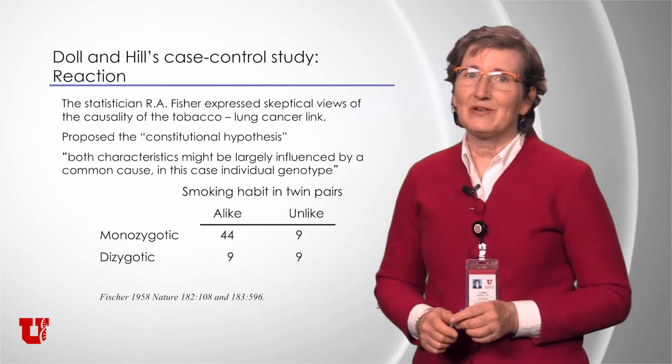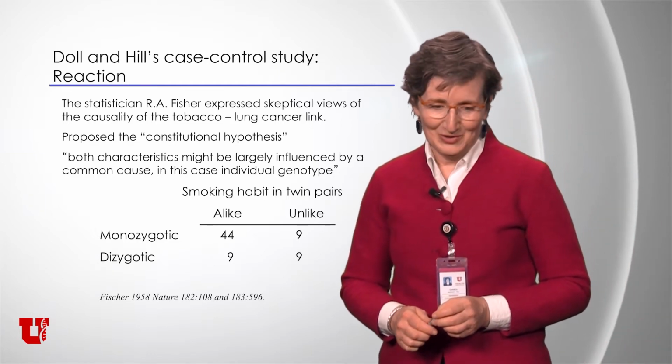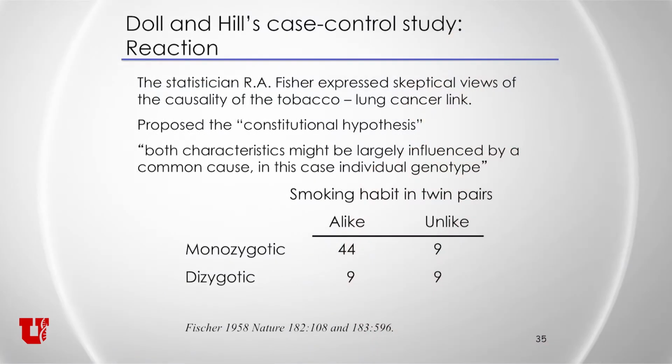Other people looking at their data did not reach the same conclusion. So notably, the statistician R.A. Fisher, who was another British mathematician and statistician, and he's quite famous if you ever use something called Fisher's exact test. This is Dr. Fisher. So he expressed skeptical views of the causality of the tobacco and cancer link. One issue that he brought up is what he called the constitutional hypothesis, that both characteristics, that is, smoking and lung cancer, might be largely influenced by a common cause, in this case, individual genotype.